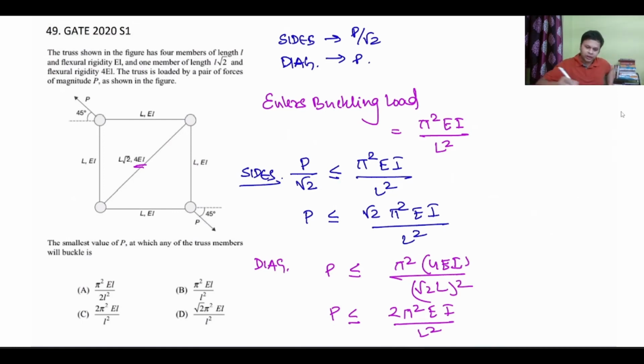So which do you think is the lower of the two? I can clearly say that this is the smaller of the two. So if the force P exceeds root 2 pi square EI by L square, the sides will start to buckle. The diagonal won't, but the sides will. So what is the minimum load at which any of the truss members will buckle? The smallest value of P is root 2 pi square EI by L square. I hope it is clear. Very simple, very nice conceptual question, right?